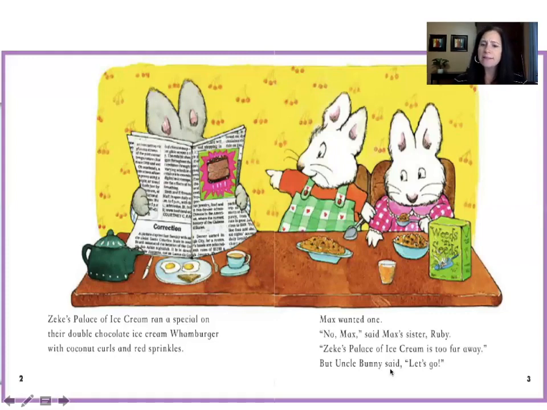Now, why does Max's sister say, no, Max, that he couldn't have the double chocolate ice cream wham burger? That's right, because she said that it was too far away. But what did Uncle Bunny say? Oh, he said, let's go. Let's see what happens next.